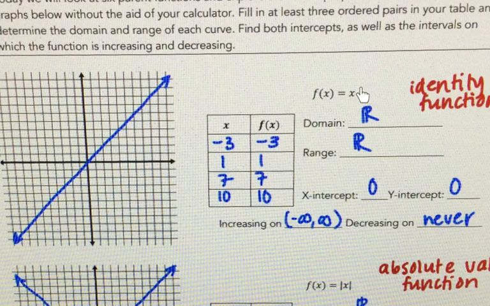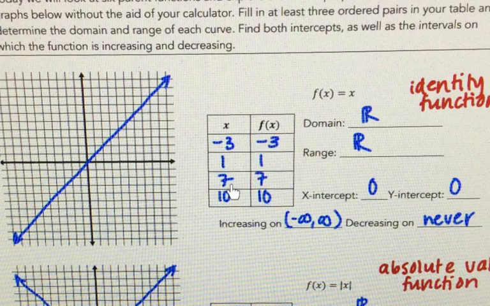What power is x being raised to? What's its exponent? The first power. Anytime x is to the first power, and that's the highest power, it's a line. Linear. Every time. Line, line, line. So think y equals mx plus b when that's the case. So the slope is 1, y-intercept is 0.